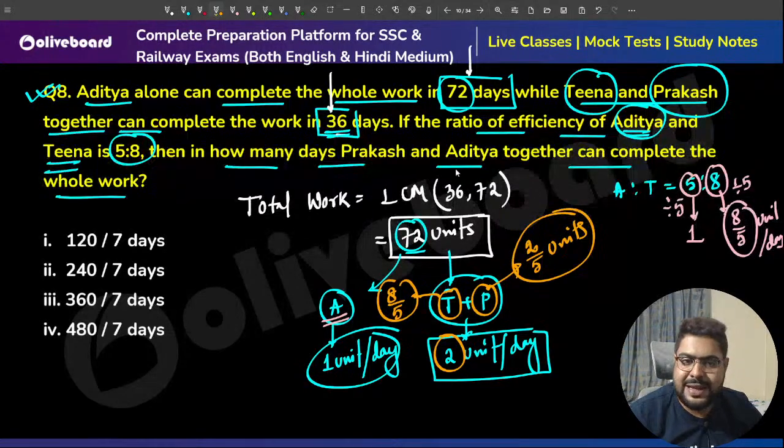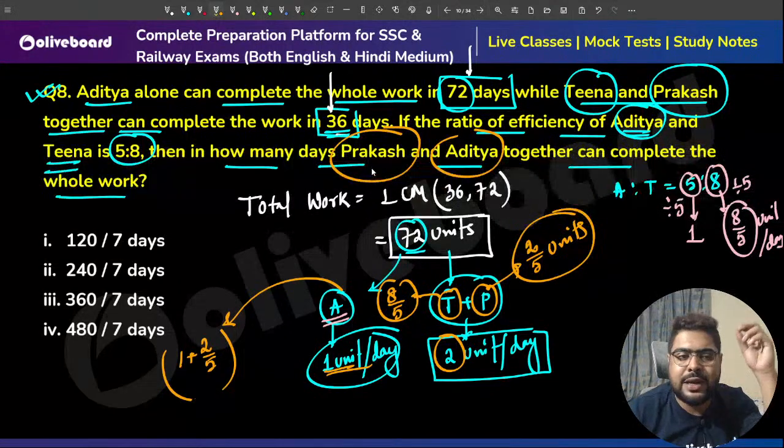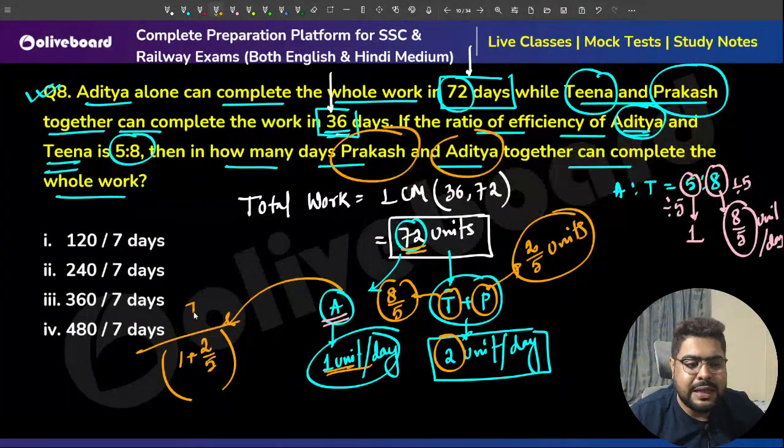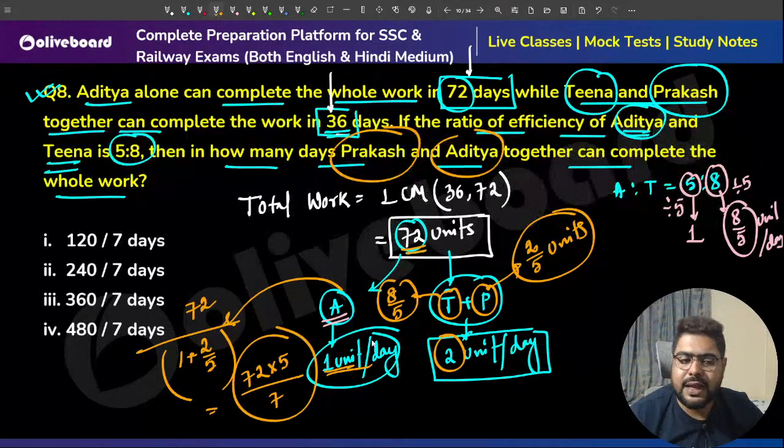Now they are saying Aditya and Prakash are now working together. What is their combined efficiency? 1 here, 2 by 5 here. Sir, 1 plus 2 by 5, that is their combined efficiency. And in order to complete the whole work, they need to do how much? The total work is 72. That many units, so they will take 72 divided by 7 by 5, so 72 times 5 divided by 7. 72 into 5 means 360, 360 by 7.